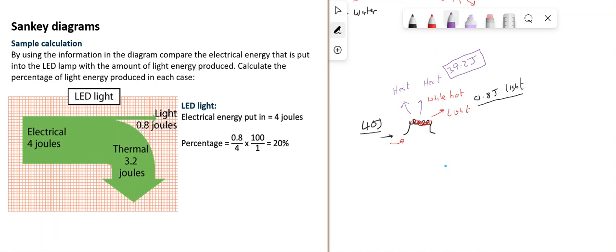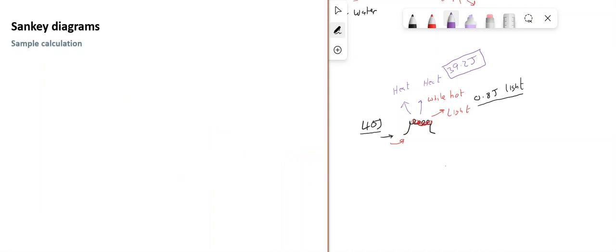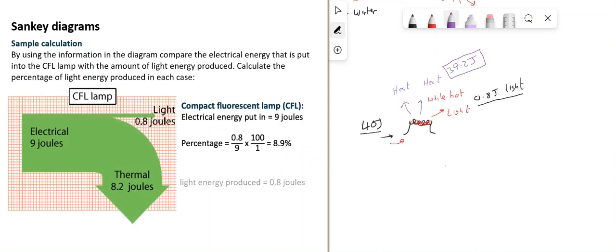And if we look at the same for the LED, we do the calculation, and we can see that it's a little bit more efficient, in that it's able to turn 20% of the energy that it takes in into light energy. Again, you're using the same calculations. And then the last one is this one here. You can see that it's able to convert 0.9% of the energy it takes in into light energy. So that is the Sankey diagrams and how to use Sankey diagrams.